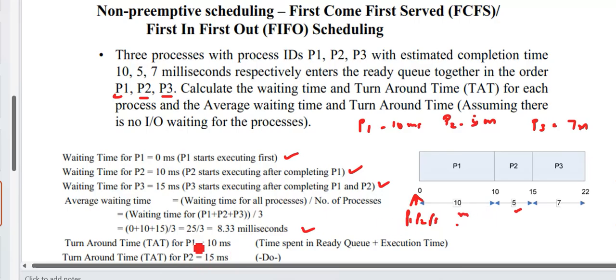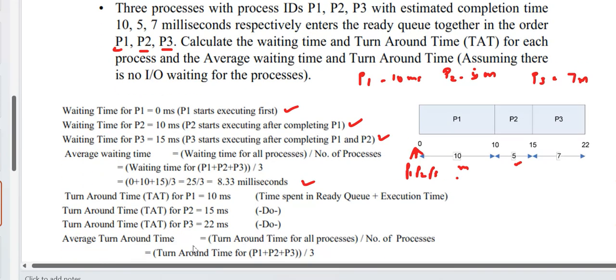Next, what is turnaround time? Turnaround time is the time spent in the ready queue plus execution time. See, all three are in ready state here. P1, P2, P3 all come together, so all are in the ready queue only. But the scheduler will schedule first come first serve: P1 first, next P2, next P3.